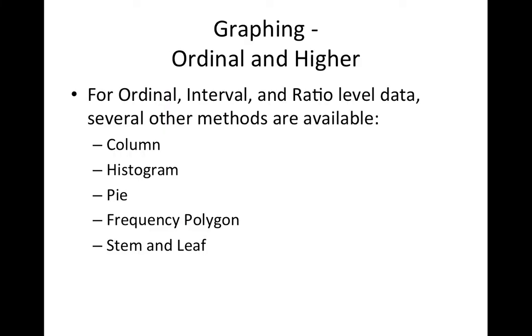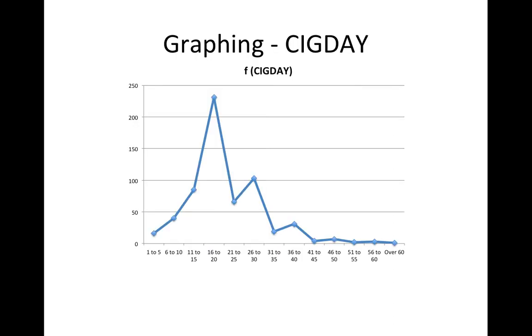When we're graphing ordinal or higher level data, we have many more methods available. We can do column and bar charts, histograms and pie charts, but we can also do frequency polygons and stem and leaf. I'll show you a few of those. This is what we sometimes call a frequency polygon, or a line graph. This is the cigarettes per day data, and you can see I have grouped my intervals here and then plotted the frequency.